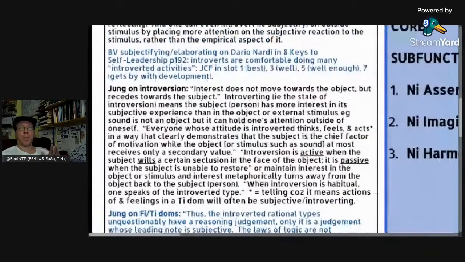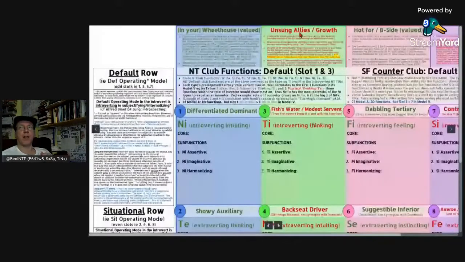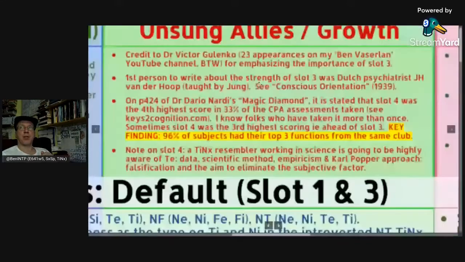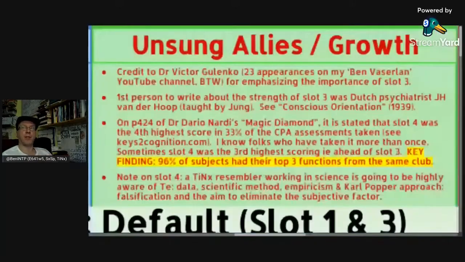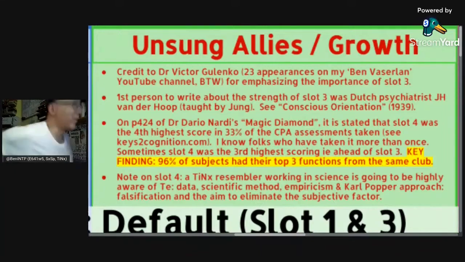So something to mention then is this bit. So this has been covered and this has been covered. So unsung allies growth. Right. And then this position. Credit to Dr. Victor Gulenko, 23 appearances on my Ben Vaserlan YouTube channel, by the way, for emphasizing the importance of slot 3. First person to write about the strength of slot 3 was Dutch psychiatrist J.H. van der Hoop, taught by Jung. See Conscious Orientation, 1939. I could put the diagram in, but it's quicker just to show it on screen.